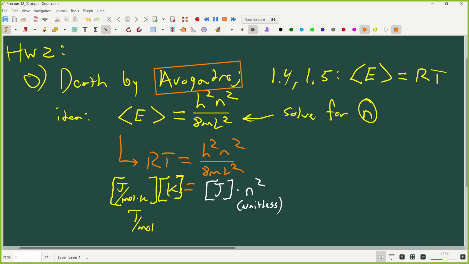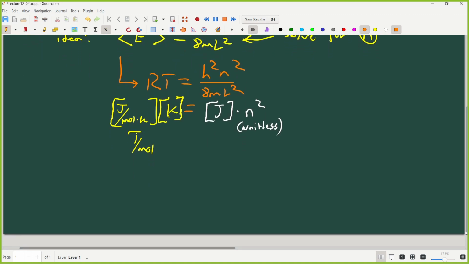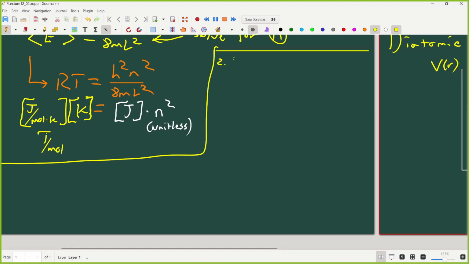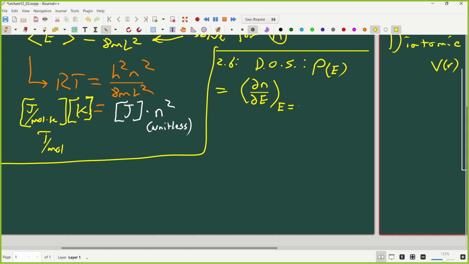I want to mention the last two problems, 2.6, because I think that was the one that most people had struggles with. And perhaps I wasn't as clear with what I wanted you to calculate in 2.6, but that's okay. So let's look at it. 2.6 asks you to calculate something called the density of states, DOS, I'll call it, which is this density rho. It's a function of energy, and I said it's equal to the derivative of the quantum number n with respect to E, evaluated at the average energy of our system. It's the slope of that curve.